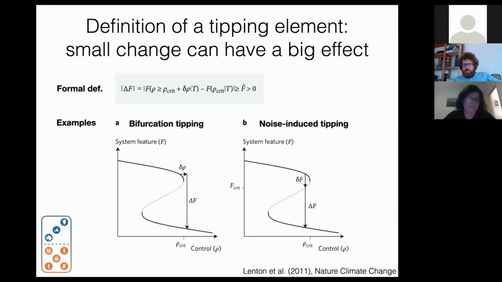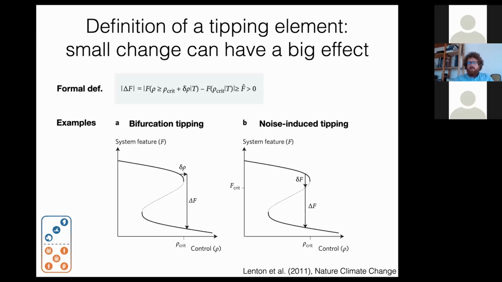There's various formal definitions and ways of defining what a tipping element is. One very simple way to look at it that I sometimes like to use when explaining it is that it basically means a small change can cause a big change in the system state. And this is, of course, a very simplistic way of talking about it.